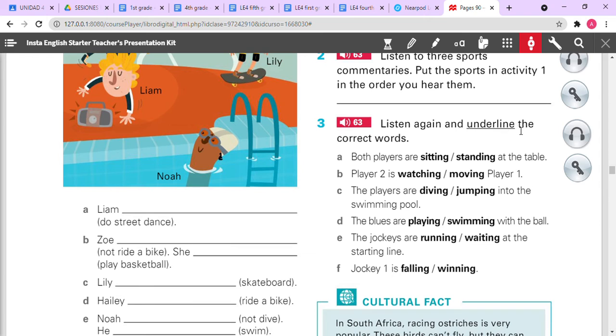Listen again and underline the correct word. A. Both players are sitting or standing at the table. So what's the idea? To listen once again to the audio and select one. Letter B. Player 2 is watching or player 2 is moving. C. The players are diving or the players are jumping into the swimming pool. D. The Blues are playing or the Blues are swimming with the ball. E. The jockeys are running or the jockeys are waiting at the starting line. F. Jockey 1 is falling, jockey 1 is winning. Let's listen once again and you choose the correct answer.